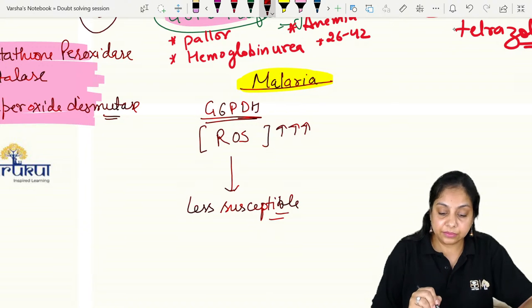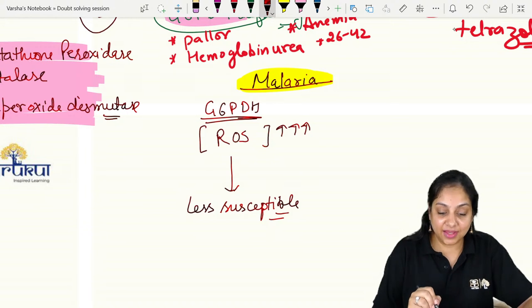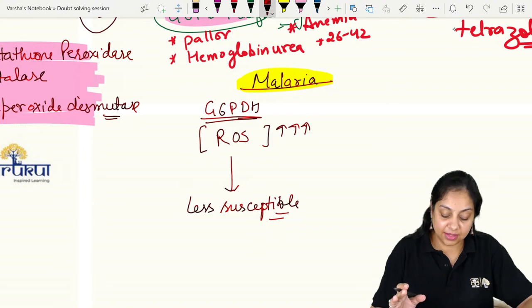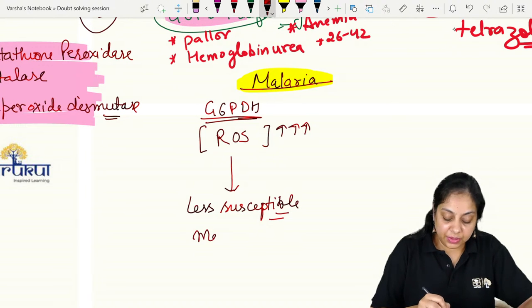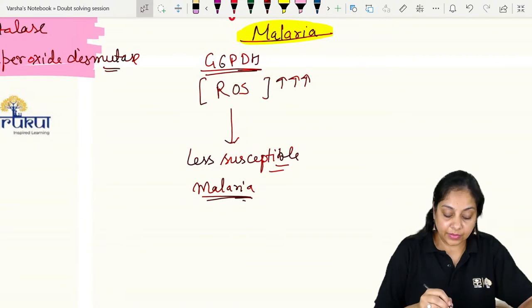Anybody? Yes, Vishant, Q cycle. I know. I am trying to accommodate everything. Less susceptible to malaria. Who can tell me the causative organism for malaria? Plasmodium?